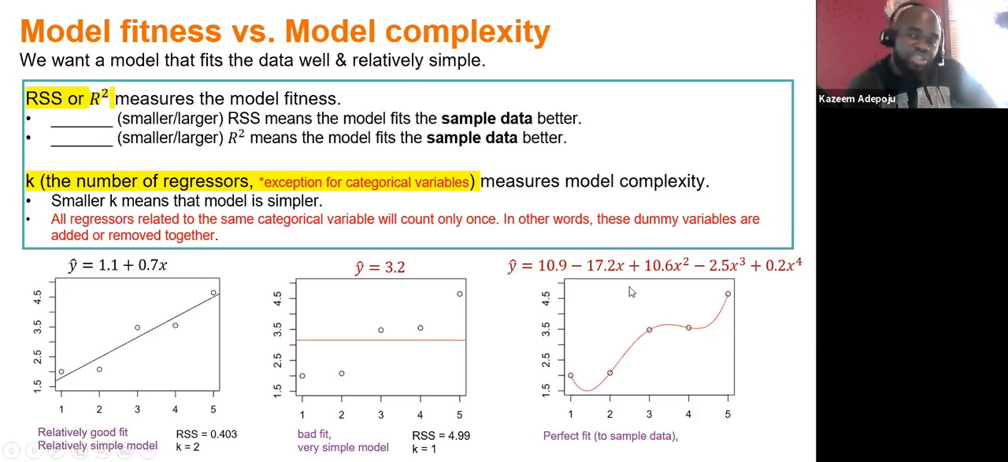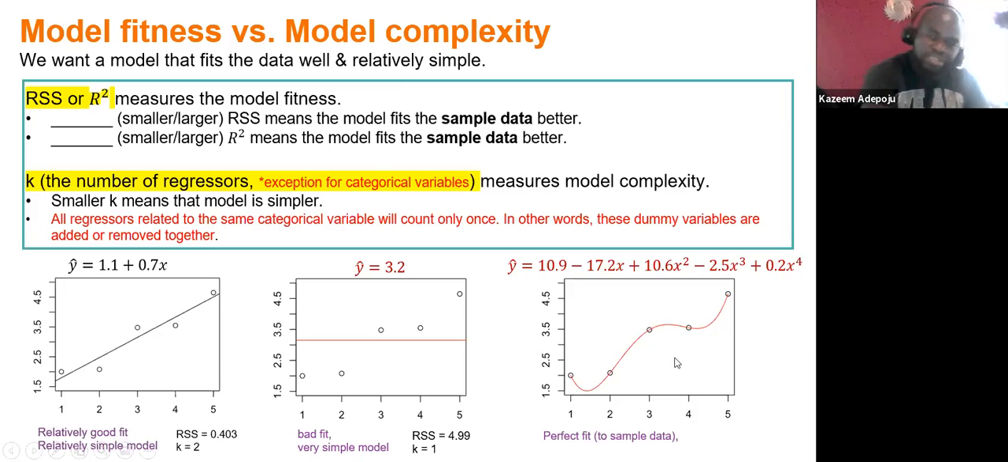But let me tell you something. This is a special form of a multiple linear regression model. I still have the same variable, only that it is being transformed. Now we have fitted these to the same data set. Let's take a look at this. The RSS here is 0.403, and of course the number of regressors is 2, K equal to 2. Here, the number of regressors is equal to 1. Look at the RSS. The residual sum of squares is 4.99, which is even higher than this one.